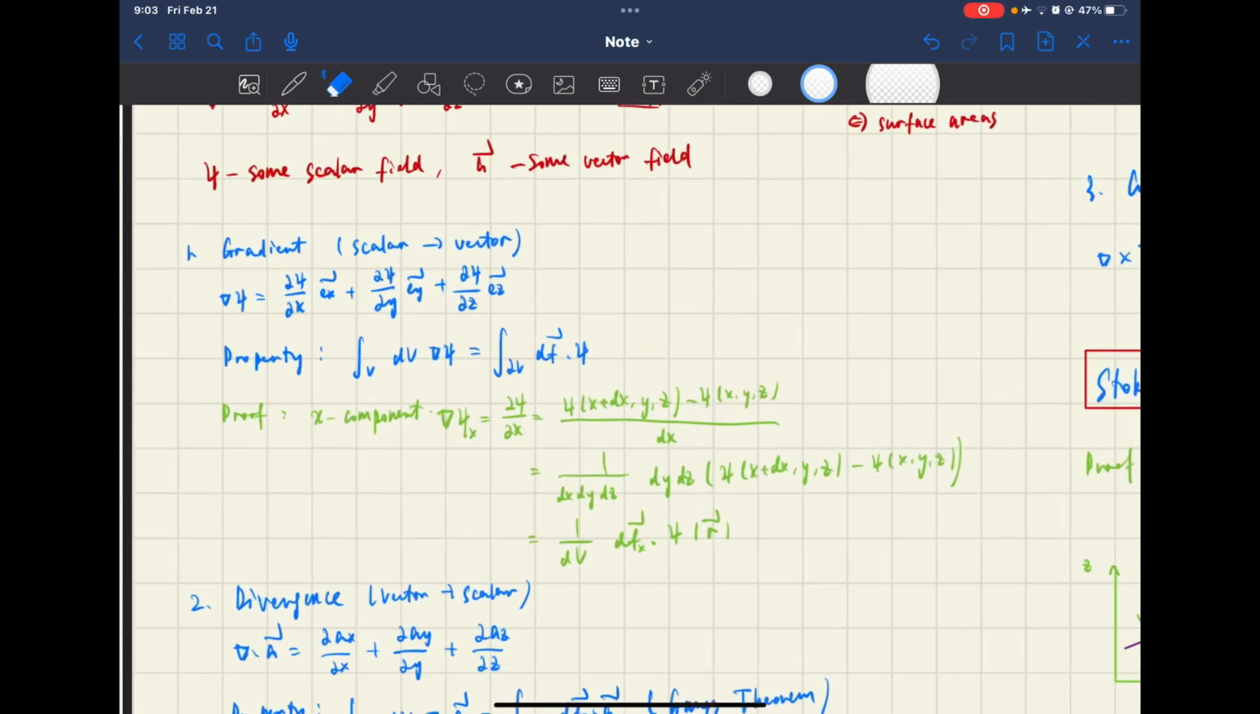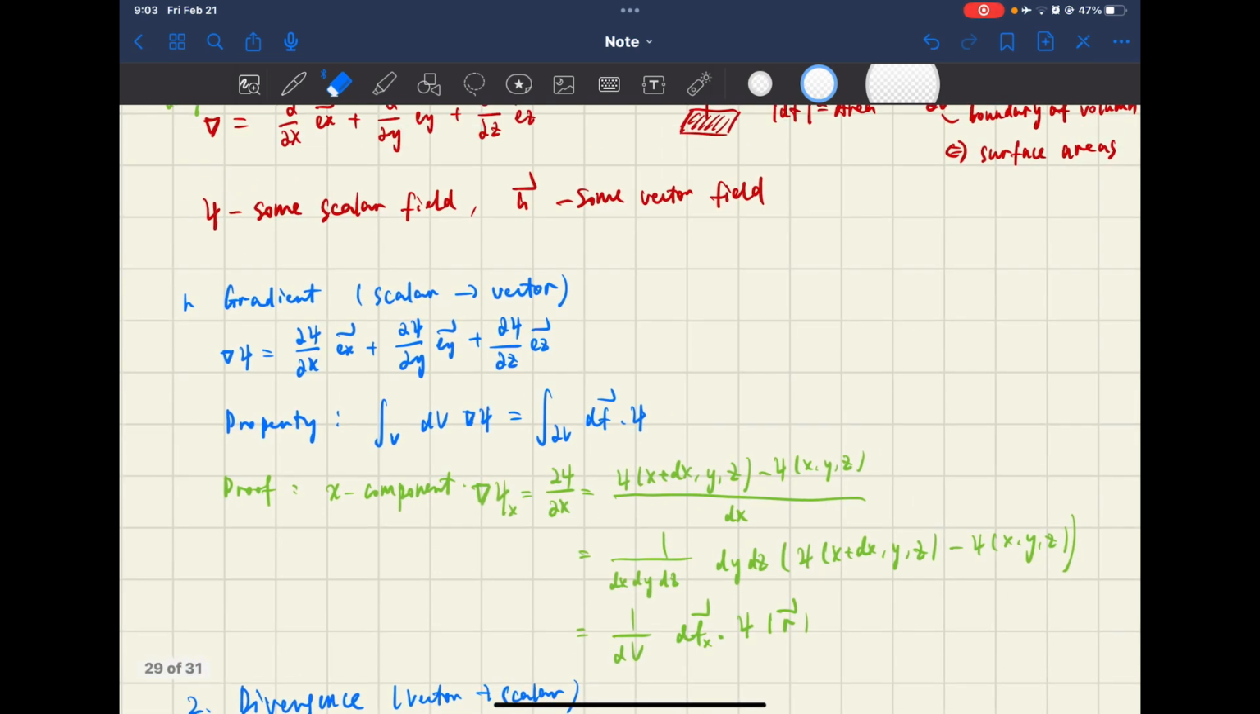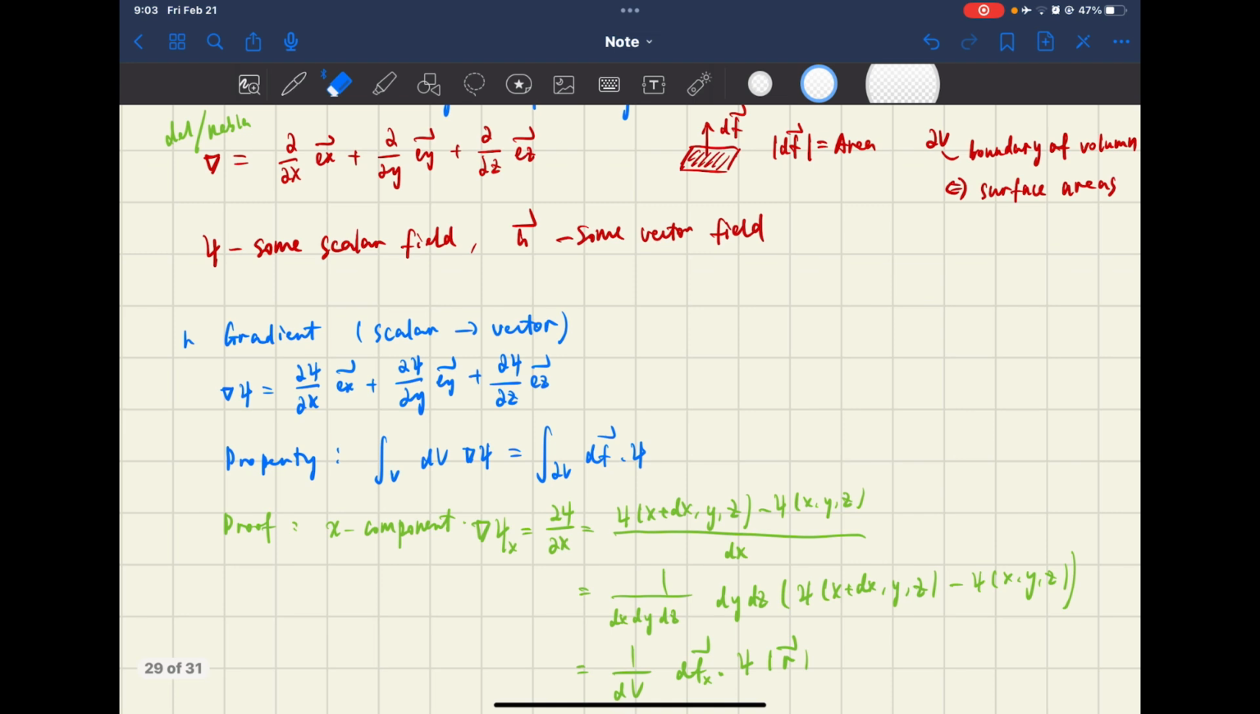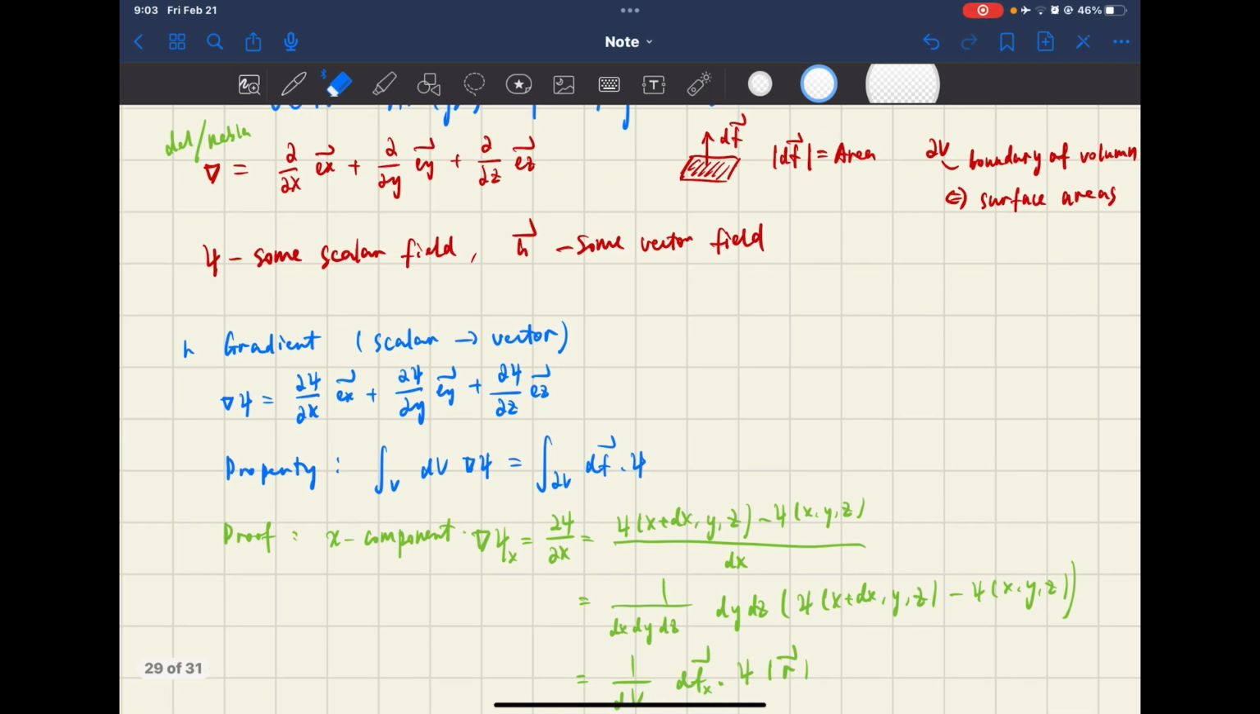Okay, now we move on to our first concept, gradient. What a gradient does is that it turns a scalar value into a vector value by putting a nabla operator in front of it. For example, we have a scalar field over here, phi, so we put del in front of it.